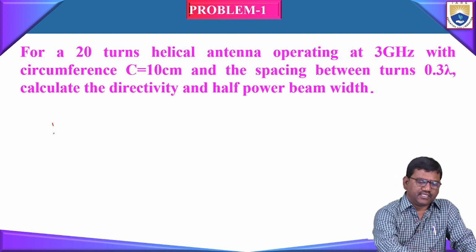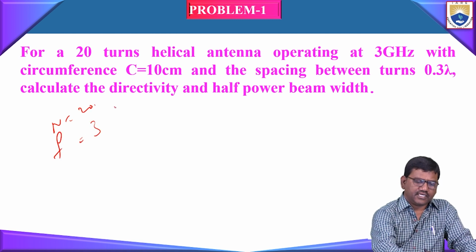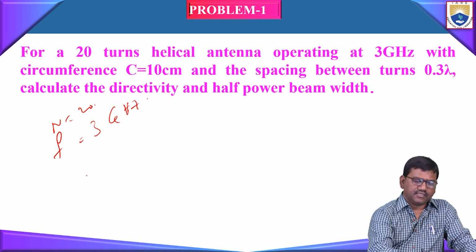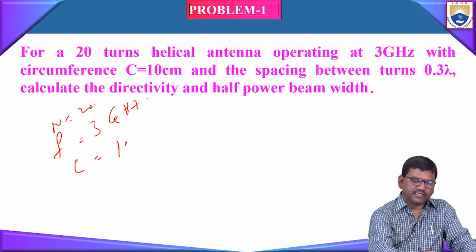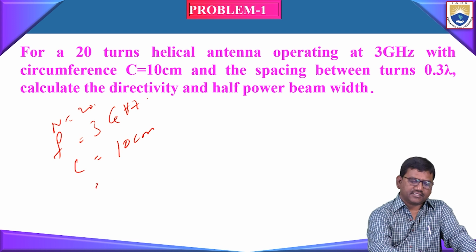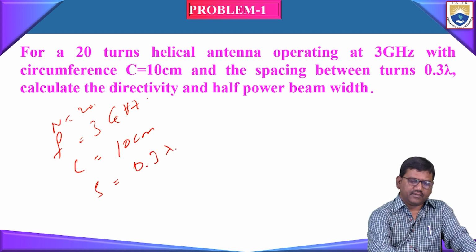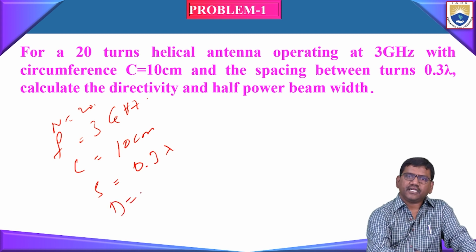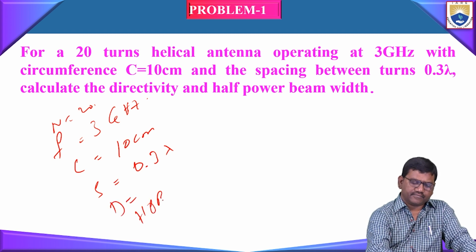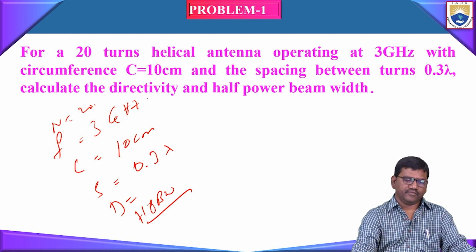The number of turns N is given as 20 and the frequency is 3 GHz. The circumference is given as 10 centimeters. The spacing between the turns is represented by the symbol S, given as 0.3 lambda. We need to calculate the directivity and the half power beam width.